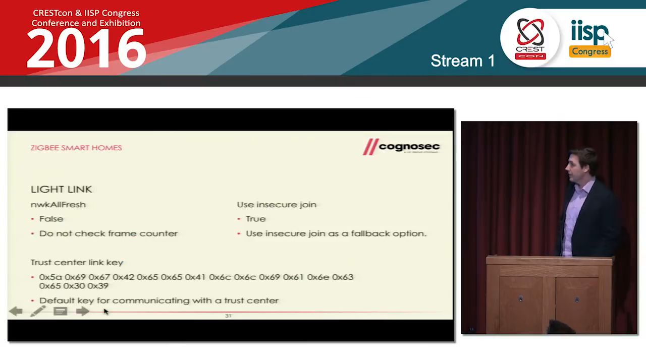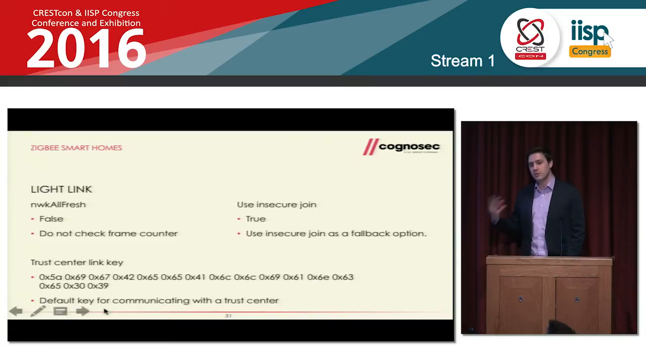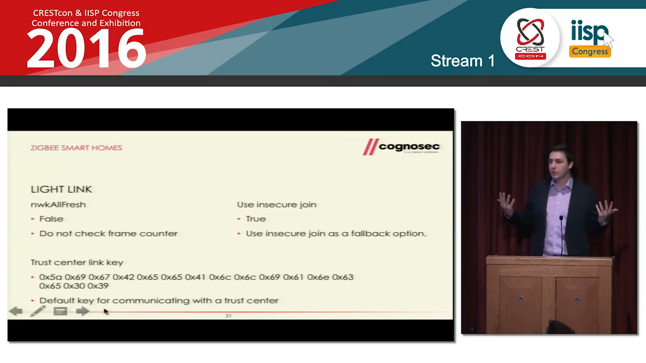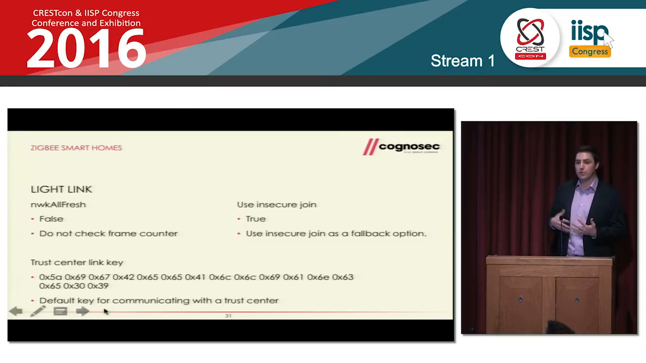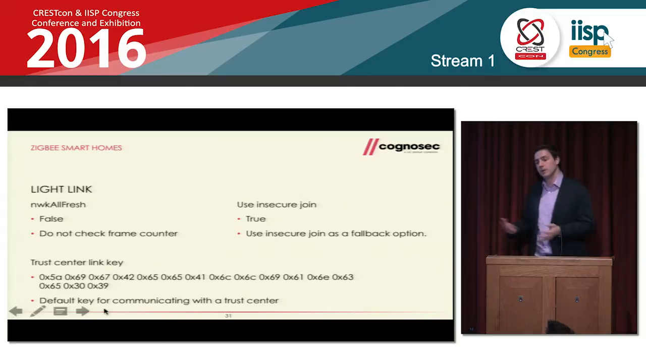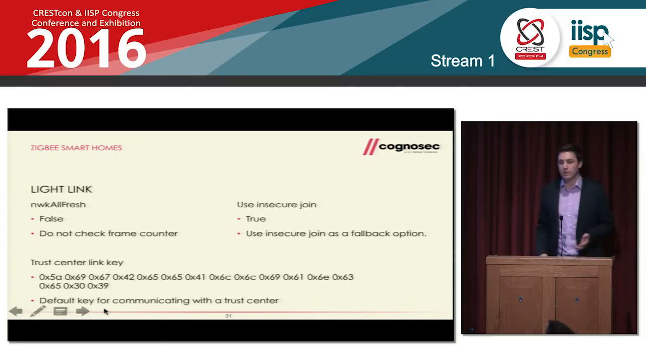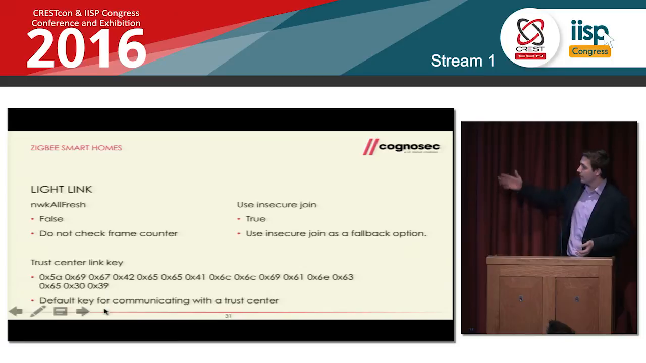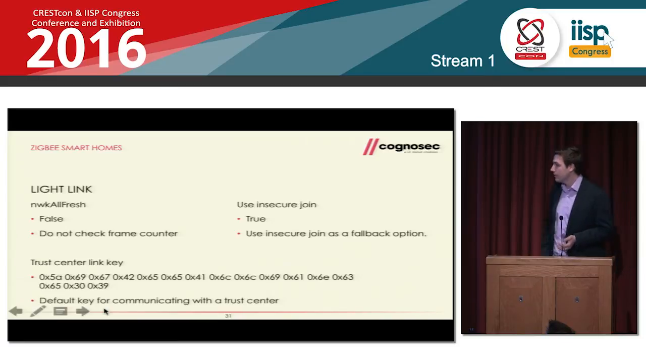And on top of that, Light Link devices are also required to support the home automation profile, because typically they are used together. So you want to be able to join your Philips Hue light bulb to your home automation system, because it's very closely related. So they also require you to support the default trust center link key to secure the initial key exchange.